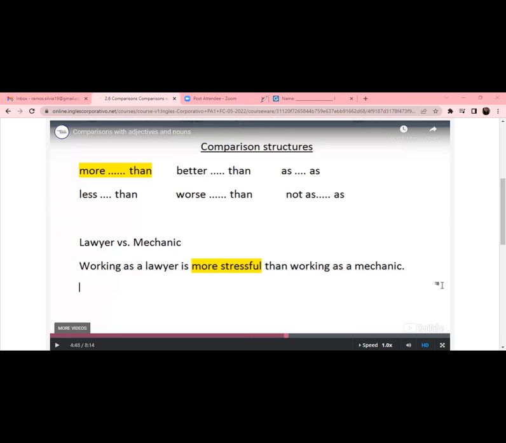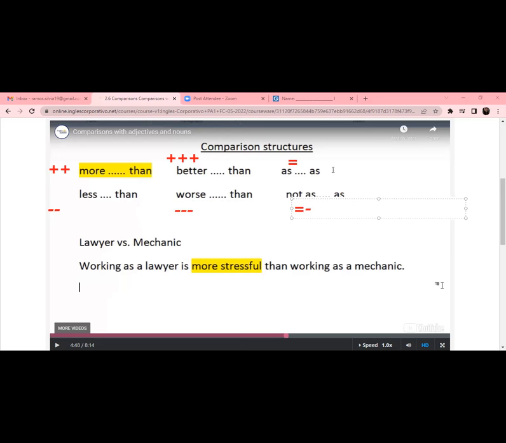And let me put it like this. If we have this structure, more than, that's double positive, right? More than, double positive. Better is actually triple. Something can be good, but better it goes right up. As is equal. Less than is not good, people. That's not good, right? Worse than, dun, dun, dun. Not too good. Not as, it's still equal, but it's negative, right?